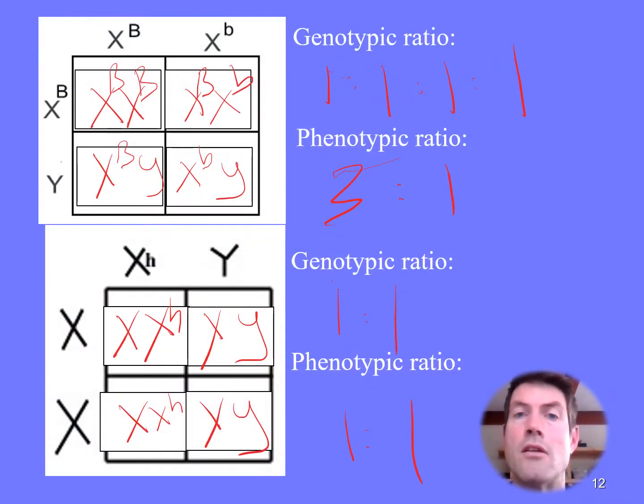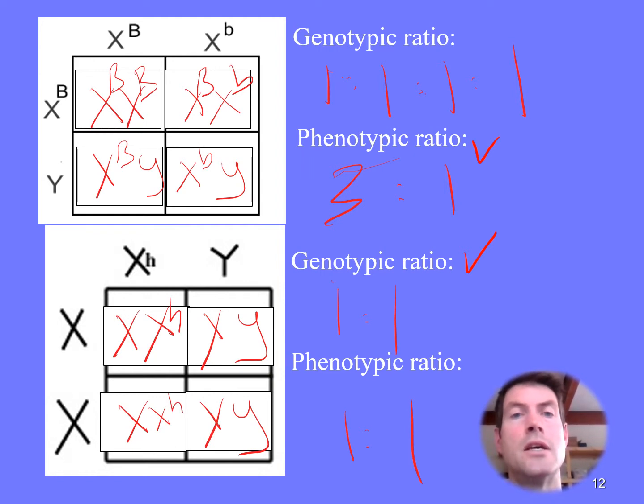And then they might ask you about genotypic ratios and phenotypic ratios. Know what the difference is. Genotypic is of the genes. How many different genotypes do you see? Here's X's with two big B's, X's with a big and a small, X with a big B, X with a little b, and a Y. So there's 4 different ones. That's a 1 to 1 to 1 to 1.